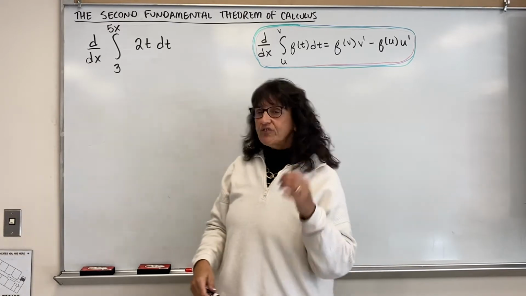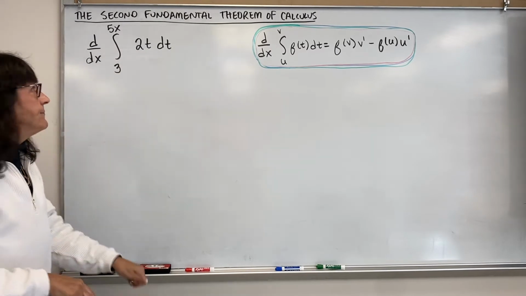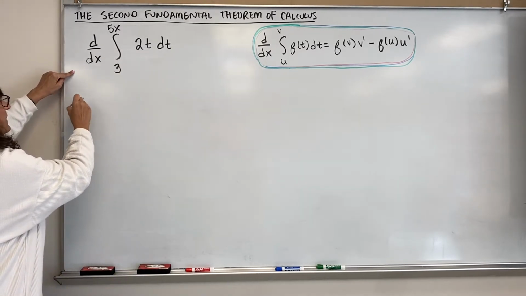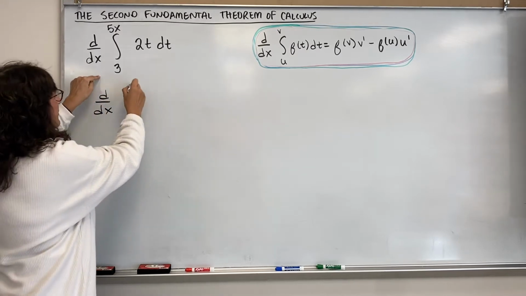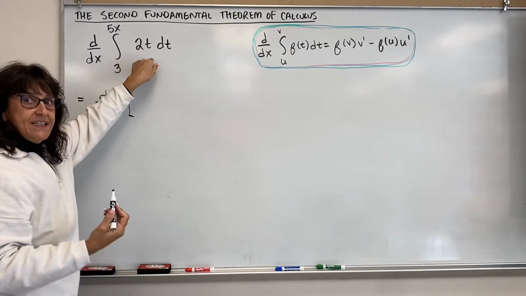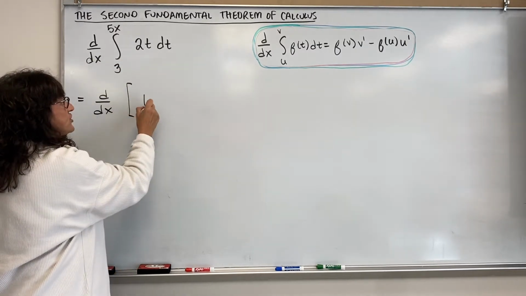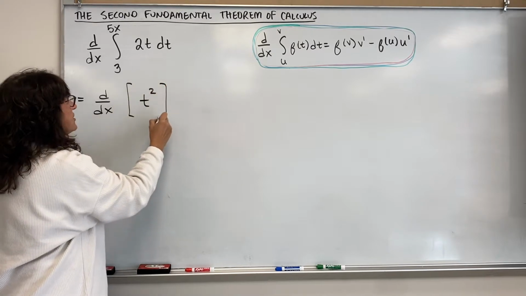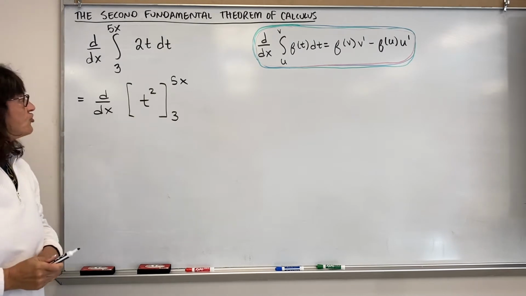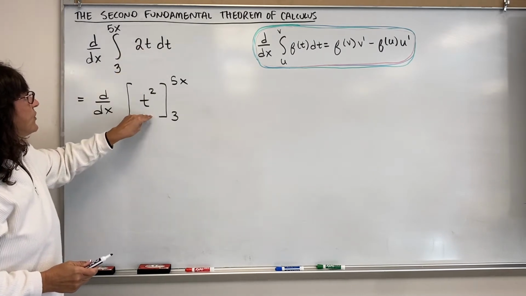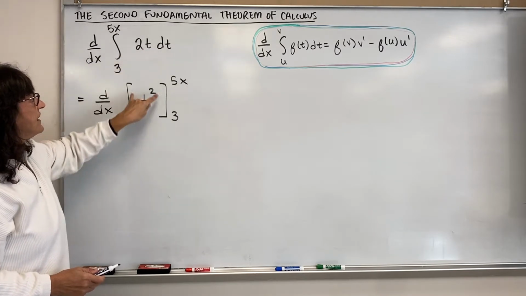All right, so let's go ahead and start by, we're going to work from the inside to the outside, so we're going to start by integrating. Okay, so we have the derivative, we'll take care of the derivative at the end. But we're going to do the integration. When you integrate 2t to the first power, you're going to get 2t squared over 2, which means you're going to just get t squared when you do the integration. We're going to evaluate this from 3 to 5x. So integrate 2t, you have t squared. So we're working from the inside to the outside. We're going to work step 1. We're going to go ahead and do the integration first.